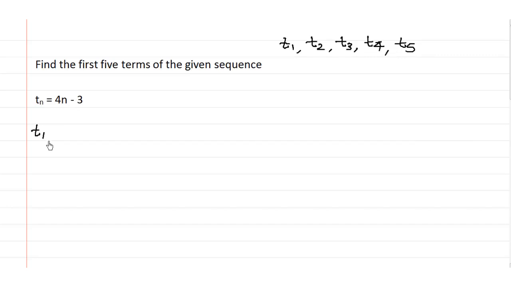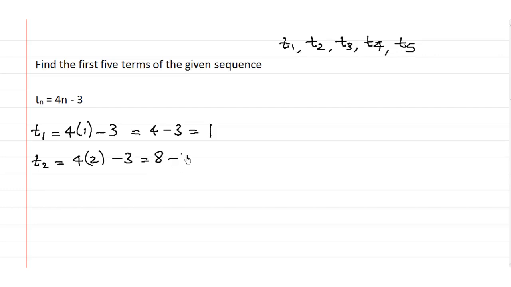So in order to find the first term T1, wherever you see n, substitute n is equal to 1. So this will be 4 into 1 minus 3. So 4 into 1 is 4, 4 minus 3 is 1. So the first number is 1. Similarly, T2 is equal to 4 into 2 minus 3. Just substitute n is equal to 2. 4 into 2 is 8, 8 minus 3 is 5. So as you can see, the difference is 4. 5 minus 1 is 4.